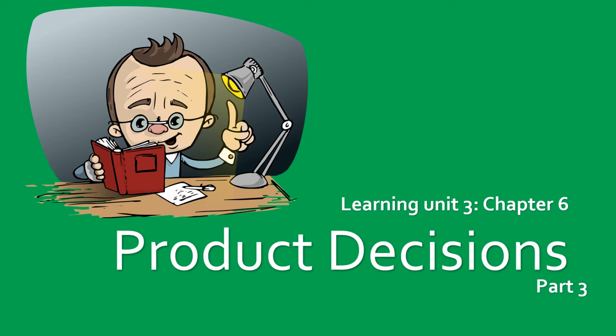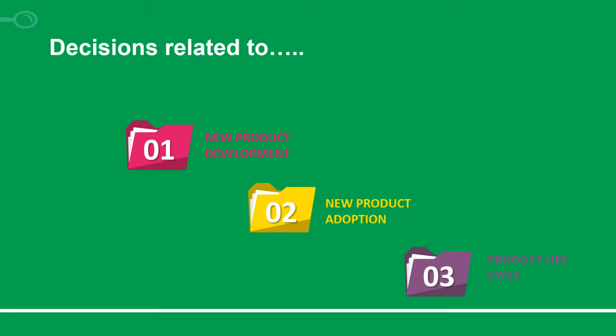This is the third video for Learning Unit 3, Chapter 6. Remember, I explained that the success of a product depends on the quality of the decisions made about the product. In this video, we will look at the decisions related to new product development, new product adoption, and the product life cycle.